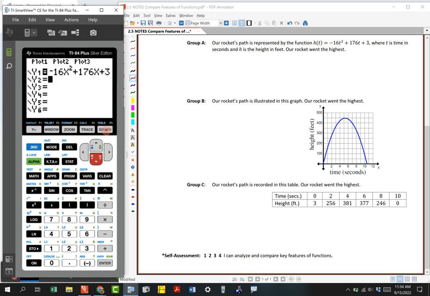Okay, and I'm just going to hit graph. Would everybody go ahead and hit graph? Do you see what I see? Which is nothing. Okay, now, little trick.